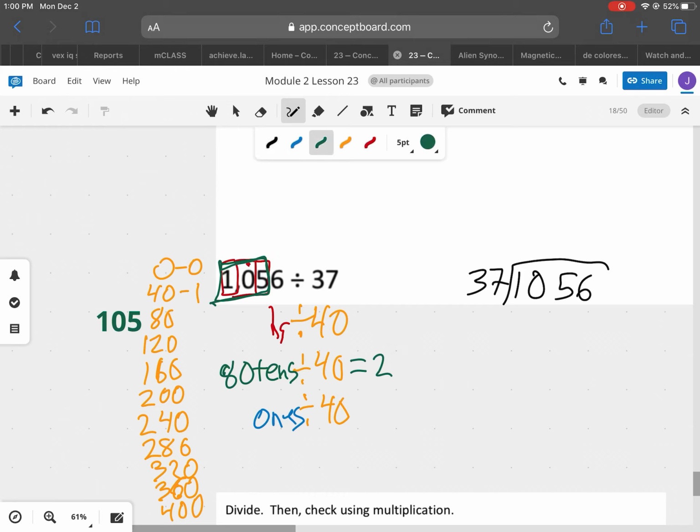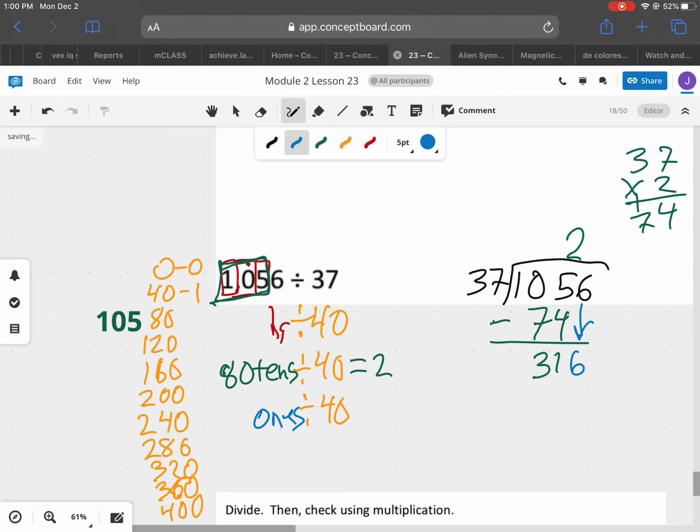And first thing I'm going to do is put the 2 in the tens place. I didn't divide by hundreds, so it's going to go on the tens place. How do I know it's tens? Because the 5 is in the tens place. All right, so now I do 37 times 2. And it gives me 74. And that's what I'm going to subtract, and I get 31. Okay, so now my next step is to bring down the ones, and I have 316.